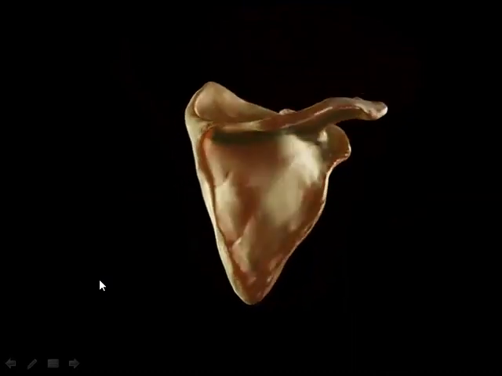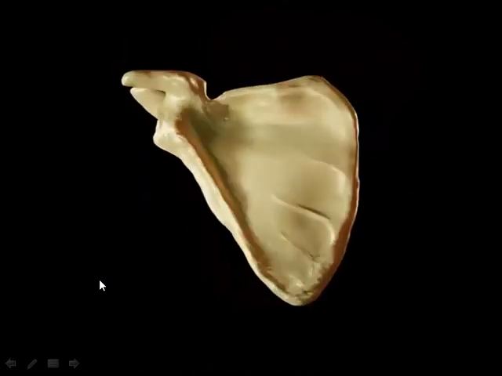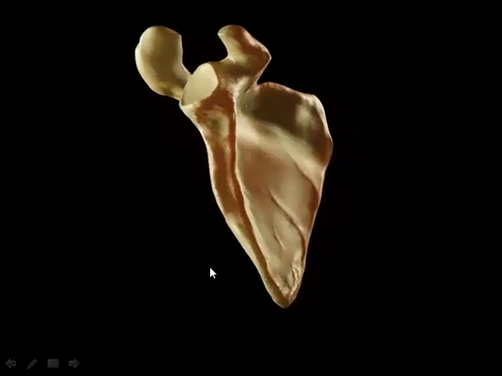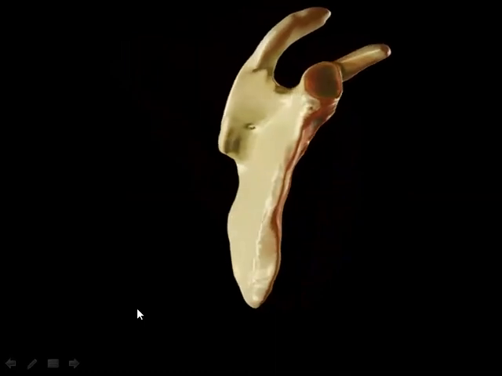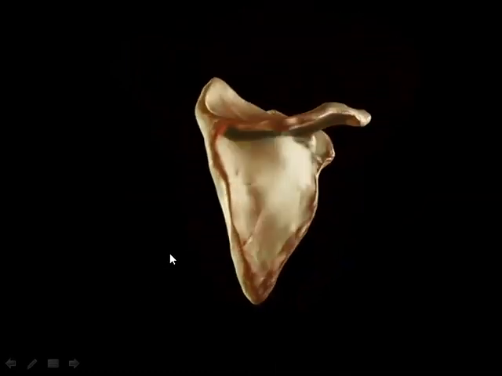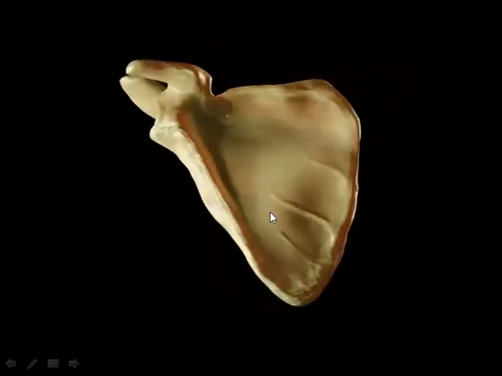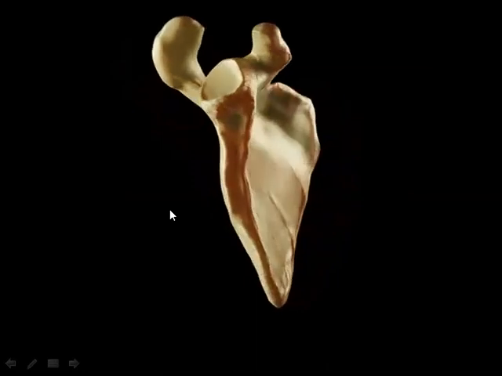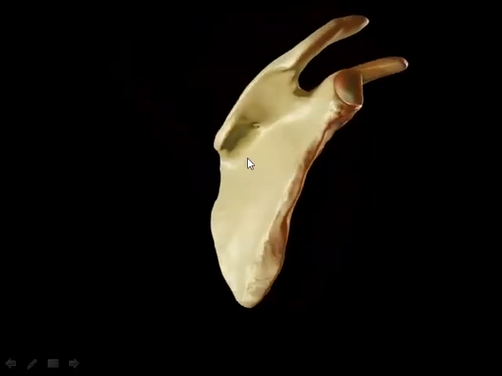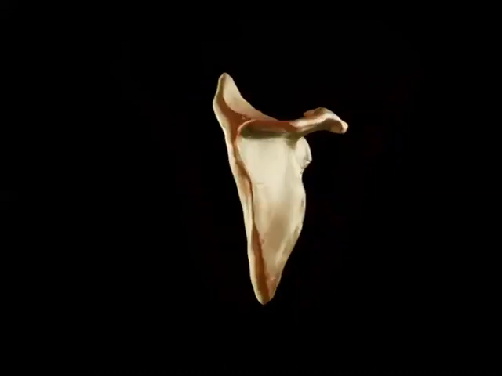There are three major defining features of the scapula. There are three borders, three angles, two surfaces, and three large bony processes. This is the anterior surface, and this is the posterior surface. On the posterior side, it is divided into two parts.